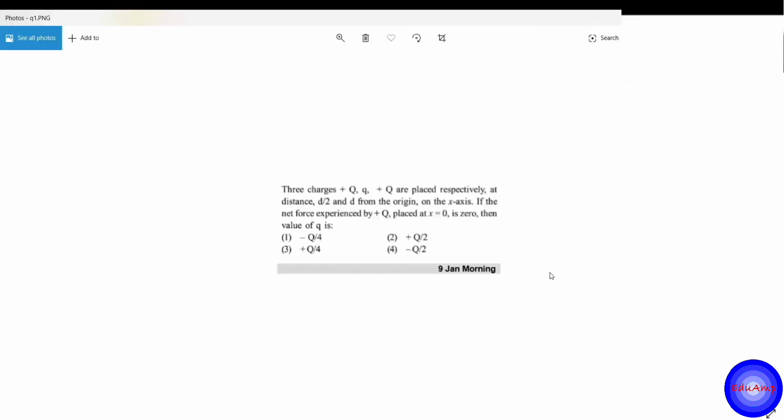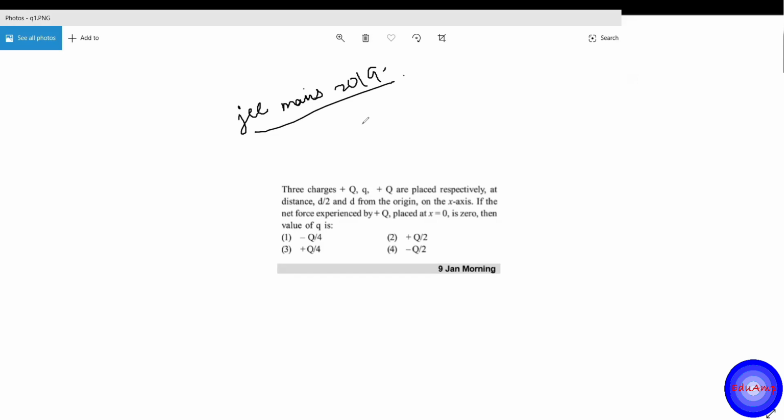Yes, I hope the question is visible to all. This is a JEE Mains 2019 paper question. Now, if someone like Anish is appearing for NEET, you should not think that this is not important. This is equally important for you. The same question can come in NEET also.